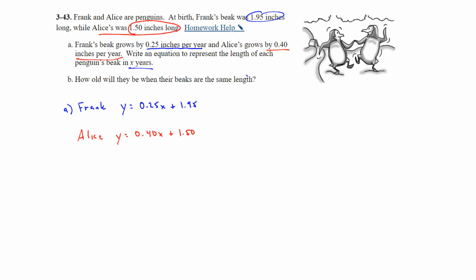So since we're looking at the same length of their beaks, which represents the y value, we can set those equal to each other. And we get 0.25x plus 1.95. When is that equal to 0.40x plus 1.50? So we can subtract the 1.5 to this side, and then I'll subtract the 0.25x to the other side. So kind of doing two things here at once.